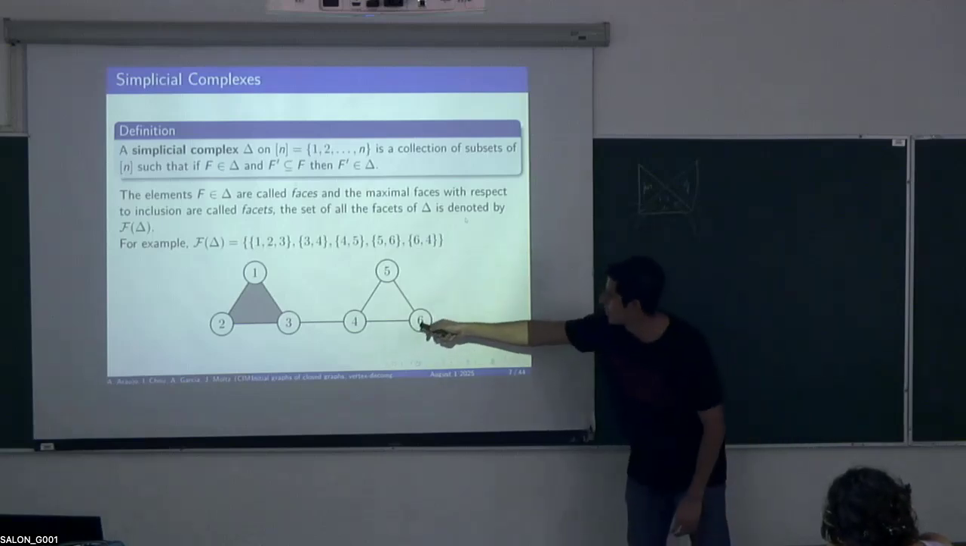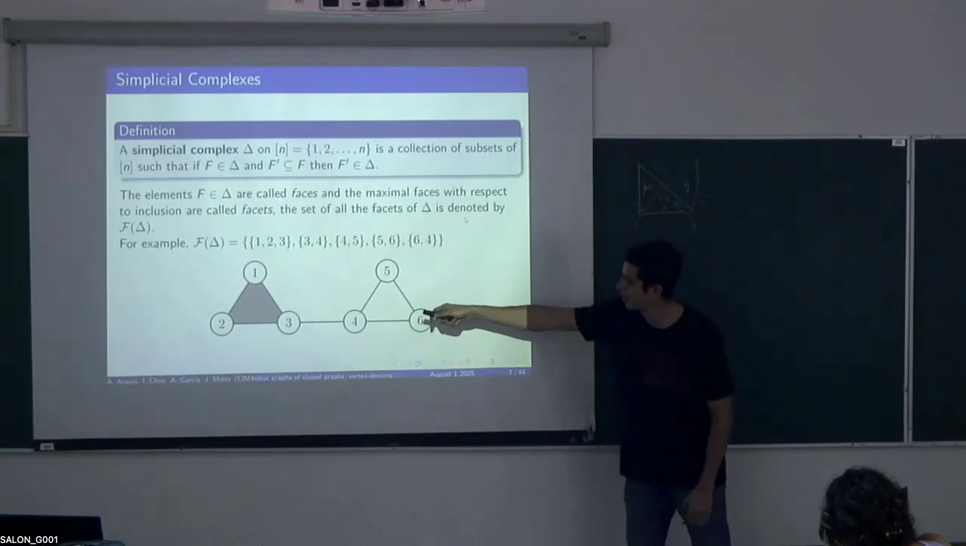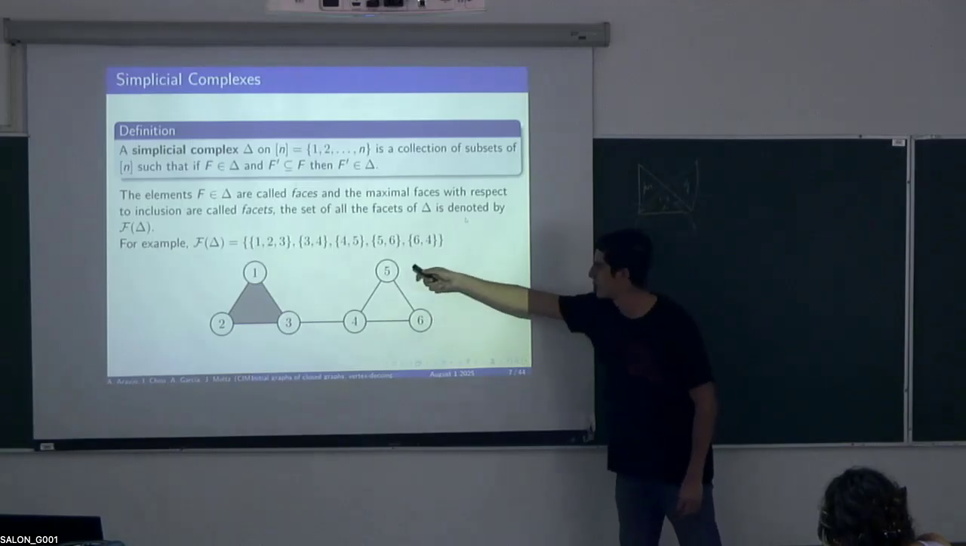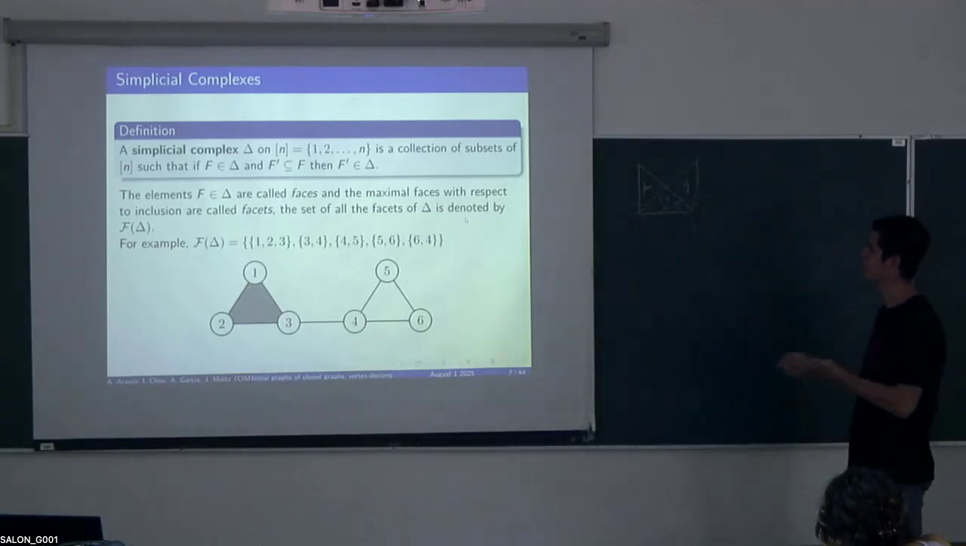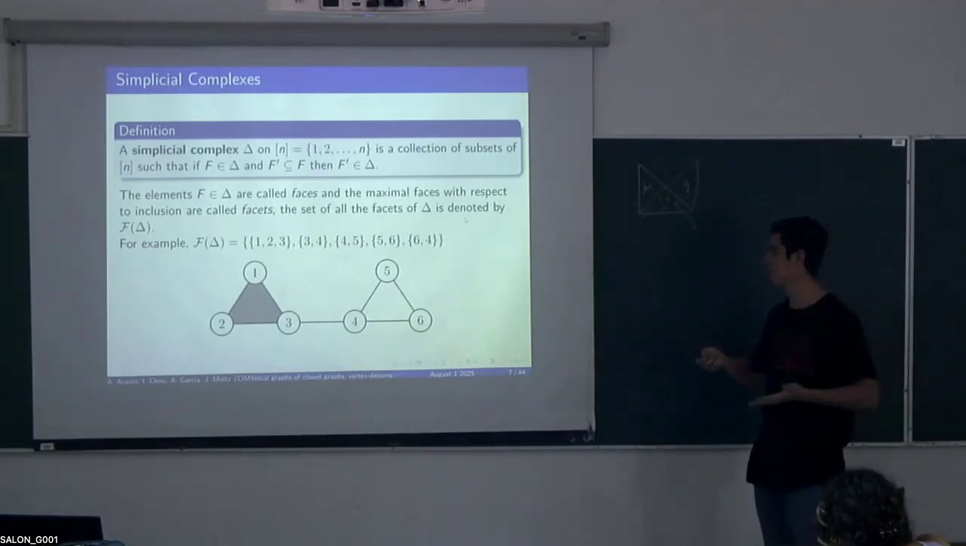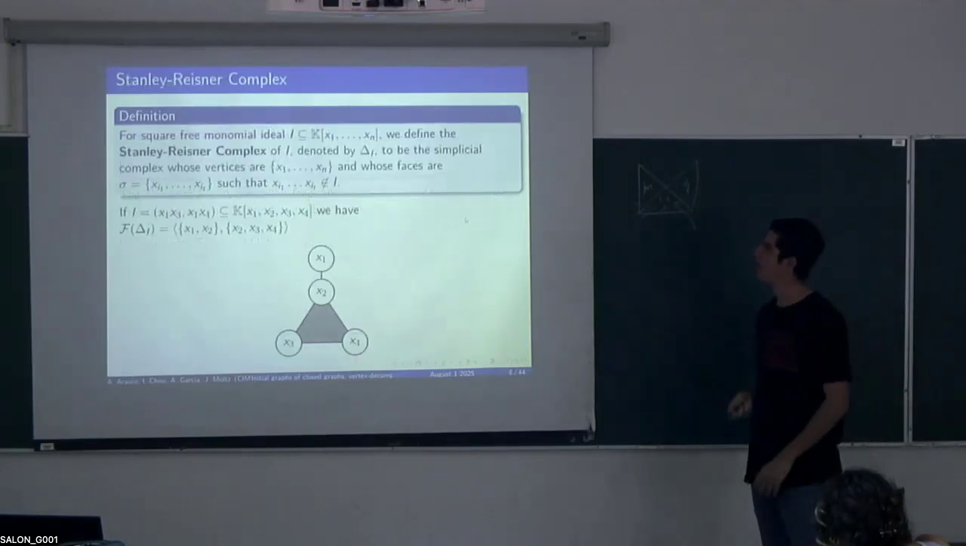These are the facets, like you can see here we have a filling in 1, 2, 3, but not in 4, 5, 6, because this is not a facet of the simplicial complex. And even though I'm talking about n natural numbers, we can use any symbols we want.